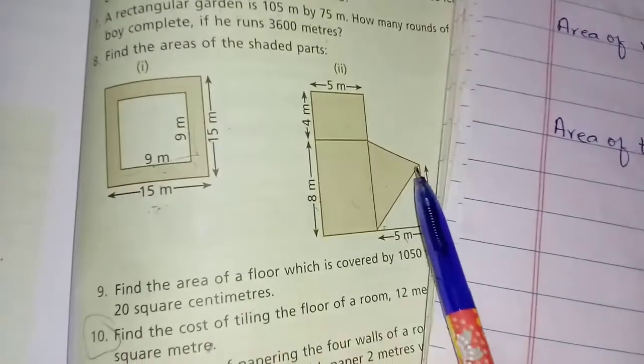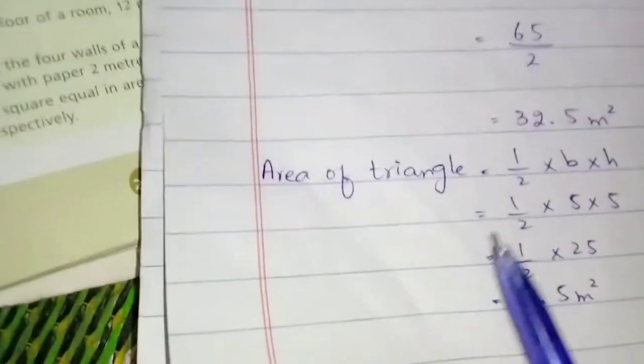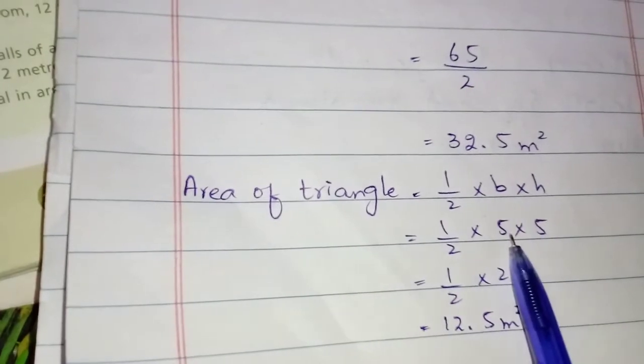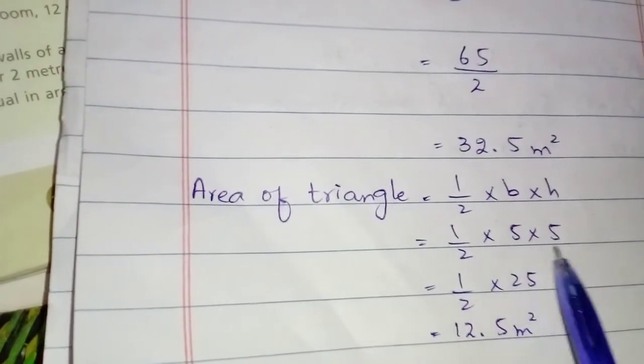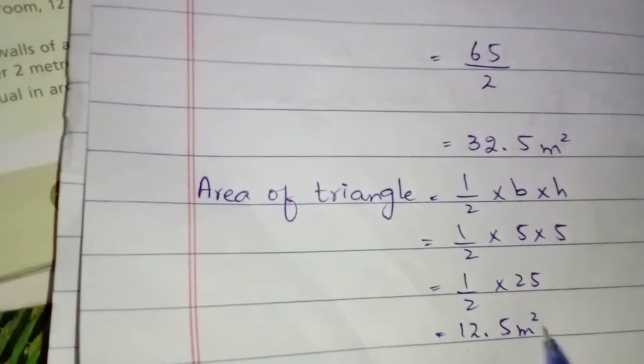Now we have to find the area of this triangle with base 5 meter and height 5 meter. Area of a triangle is equal to 1/2 base multiplied by height. Base is 5 and height is also 5. 5 fives are 25, and 25 divided by 2 gives 12.5 meter square.